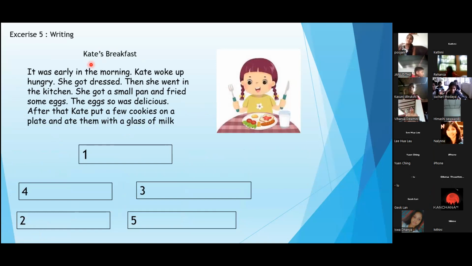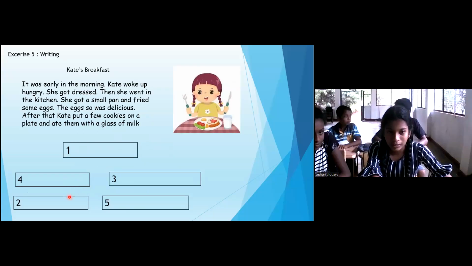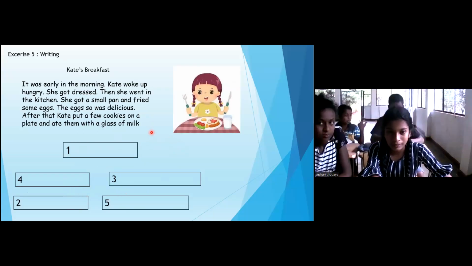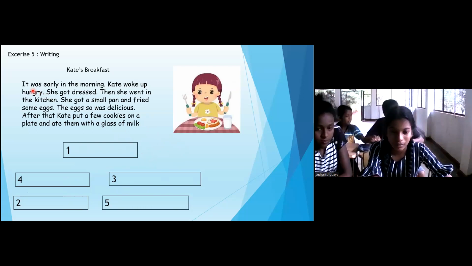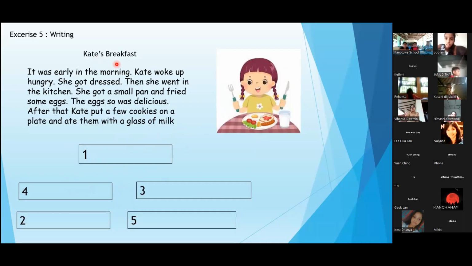I have another story here, and this time round, after reading, you have to tell me the beginning, the middle, and the ending. All right, are you ready? Okay, let's go. Remember the title? Let's read, children. Kate's Breakfast. Very good.